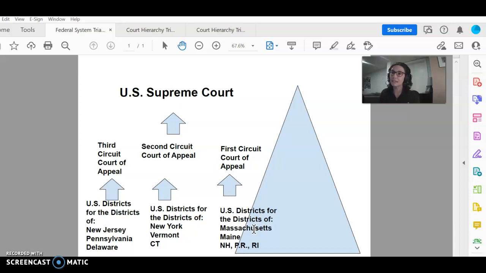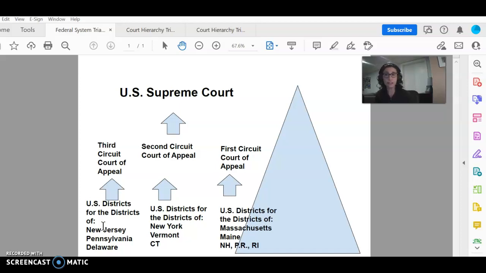So if there is an appeal from one of the U.S. district courts here, the court it goes up to is the U.S. Circuit Court, the First Circuit Court of Appeals. U.S. district courts that are in New York, Vermont, and Connecticut go up to the Second Circuit Court of Appeal. And the Third Circuit Court of Appeal includes New Jersey, Pennsylvania, and Delaware. At the Fourth Circuit, don't quote me because I don't have it memorized, and you don't need to memorize it either, but the Fourth Circuit I know includes Virginia, probably North Carolina.